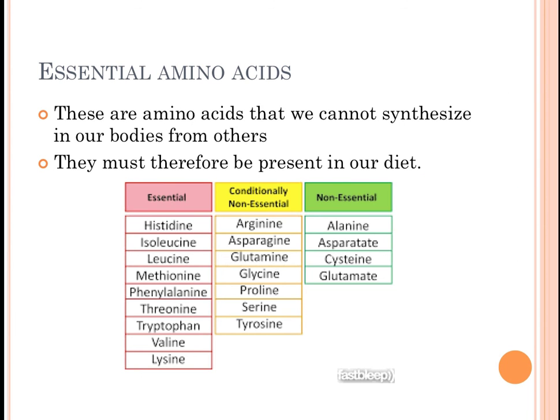Now, just as with the fatty acids, there are some amino acids that we can synthesize, and there are some that have to be eaten. The ones that we have to eat are our essential ones. So these are your essential amino acids. These ones are completely non-essential, you can make them. Conditionally non-essential means as long as you've got the right other things, the right bases, then you can make those. But it depends what you've got in your diet.